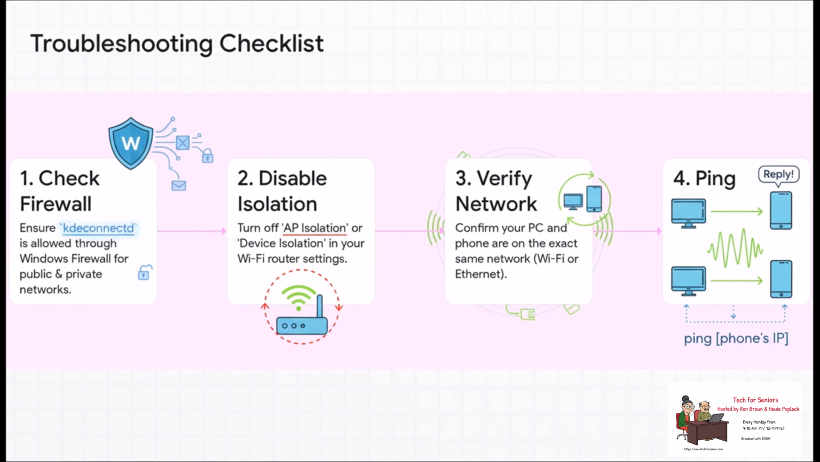Number 2, and this is a big one, check your Wi-Fi router settings for something called AP isolation or device isolation. It's a security feature, but at home, it just stops your own devices from seeing each other. Turn it off. And finally, just triple check they're on the exact same network. You can even open a command prompt and try to ping your phone's IP address to make sure they can actually communicate.